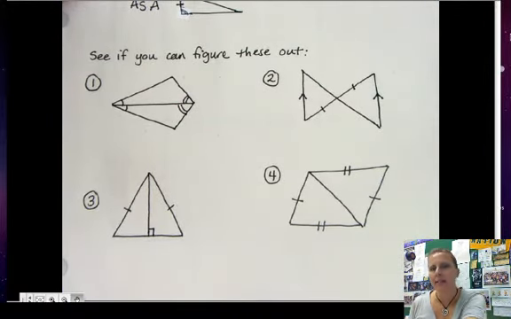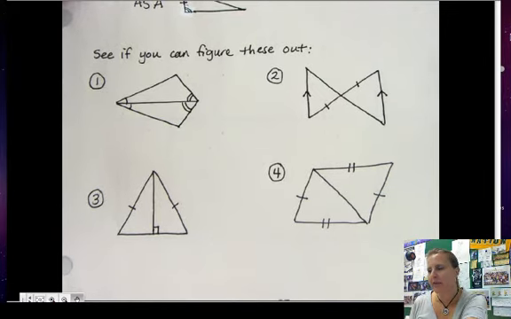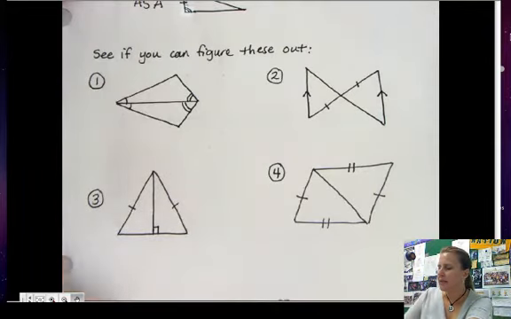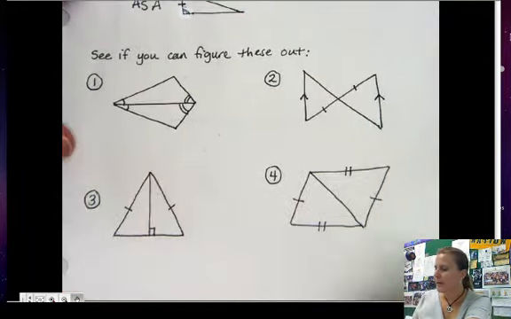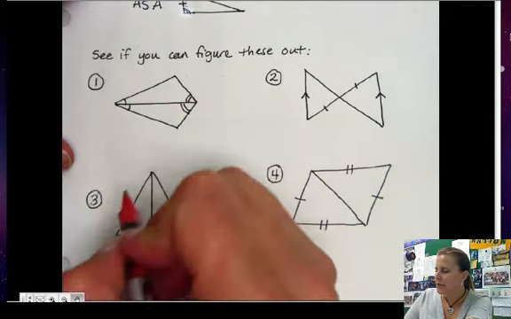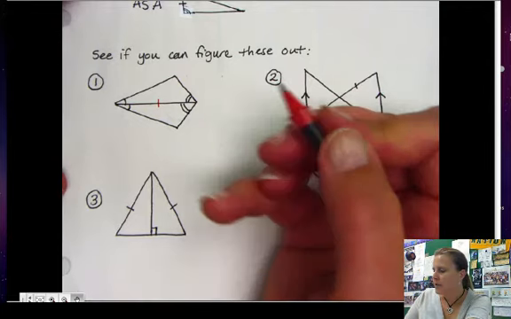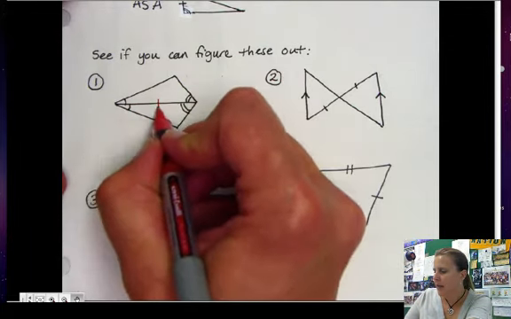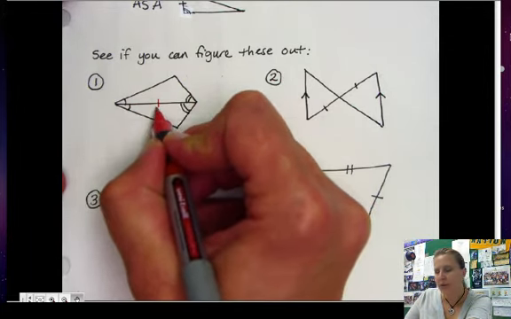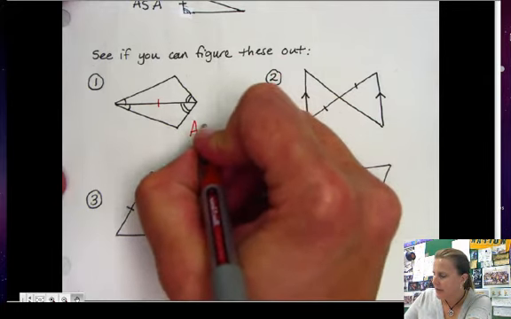Go ahead and pause and look at them and see if you can figure out which one these 4 different pieces are. And then unpause and see if you got it right. Okay, go ahead and pause. All right, now we're back. Okay, so this one here, number 1, we have 2 angles. We also have a side that they share, so that's this one here. So this one would be angle, side, angle, since it's an included side. Angle, side, angle.